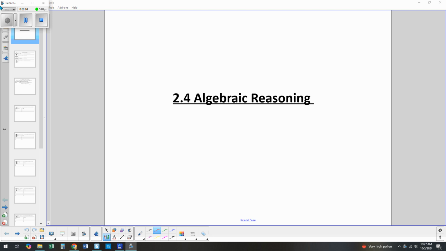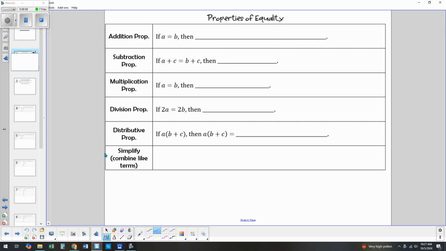Lesson 2.4, algebraic reasoning. So we're going to talk about some different properties of equality that we can use to solve algebra problems.